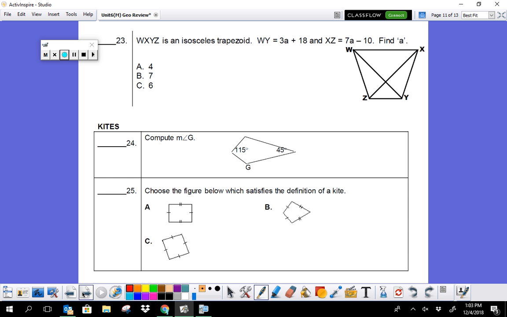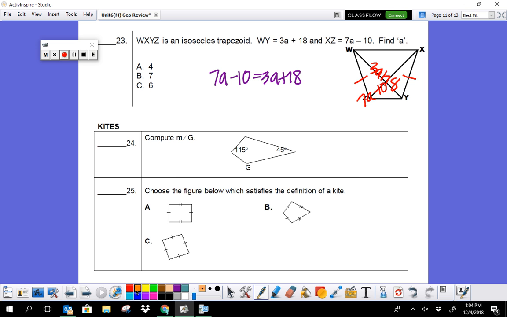23, WXYZ is an isosceles trapezoid. So again, here's our congruent legs. And it says WY is 3a plus 18. And then XZ is 7a minus 10. So what this is expecting for you to know is that the diagonals in an isosceles trapezoid are congruent. So I'm going to do 7a minus 10 equals 3a plus 18.